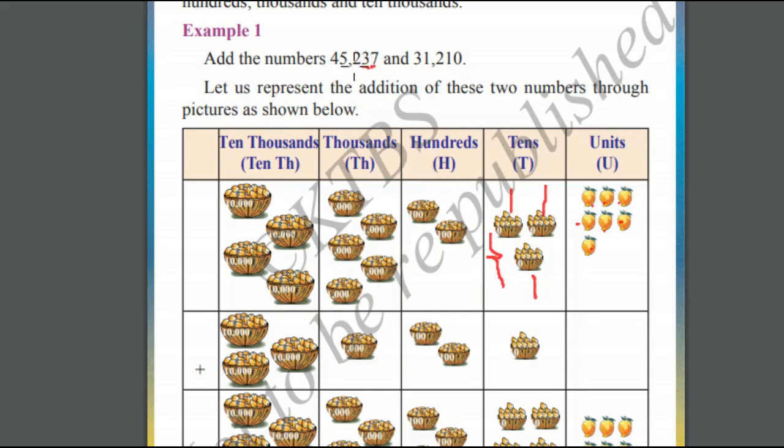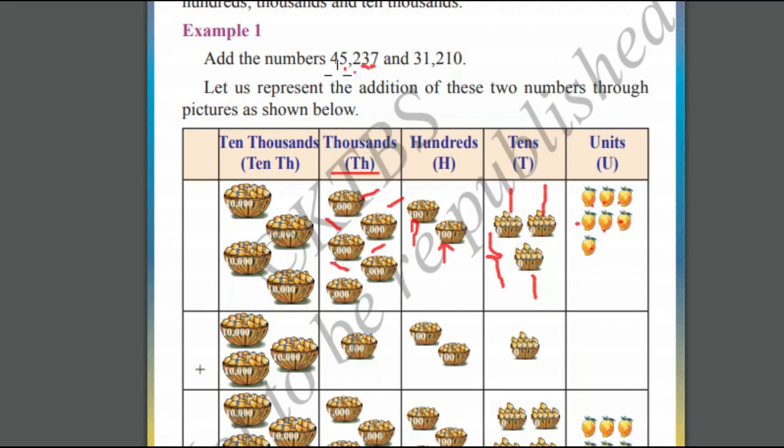Now let us move on to the hundreds place. In the hundreds place, we have 200 mangoes. In this basket, we have 100 mangoes. In this basket, we have 100 mangoes. 100 plus 100 mangoes is equal to 200 mangoes. Now let us move on to the thousands place. In the thousands place, we have 5,000 mangoes: 1,000, 2,000, 3,000, 4,000, 5,000.